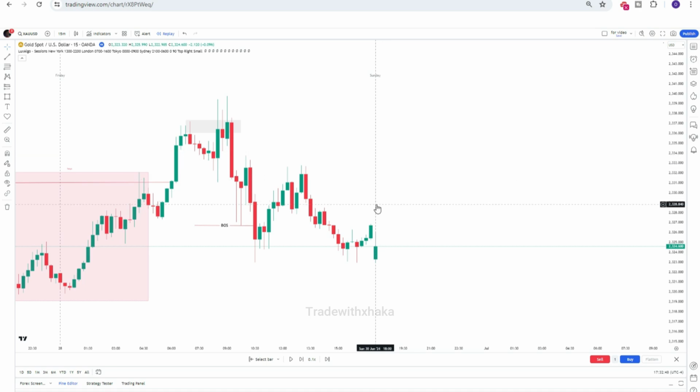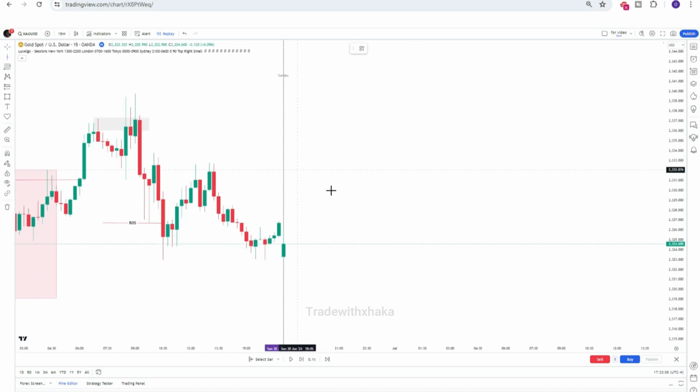If you look down below, this is Sunday, 30th June 2024, the opening of this week. This is 6 o'clock p.m. So we mark it out because from that 6 o'clock p.m., we look for recent highs and low till 8 o'clock p.m., the opening of Asian session. So here is our 8 o'clock p.m.